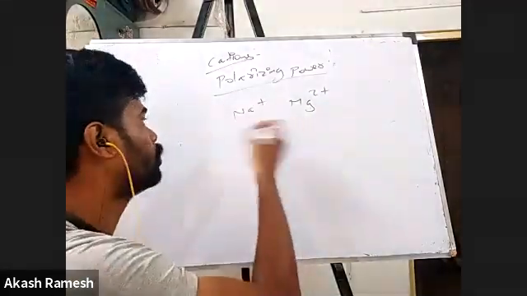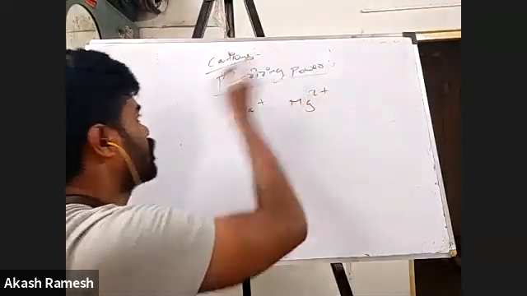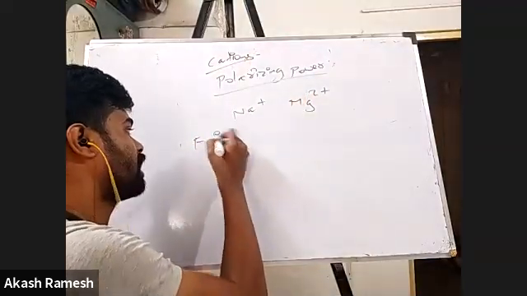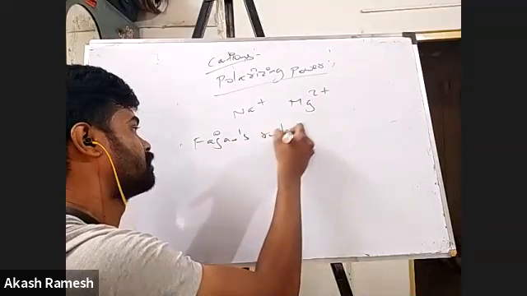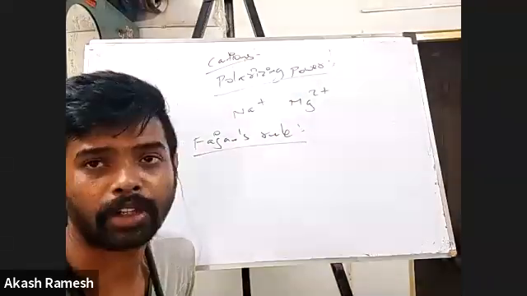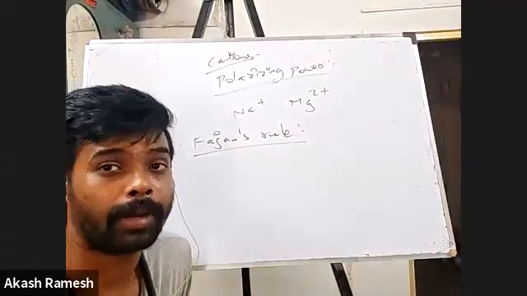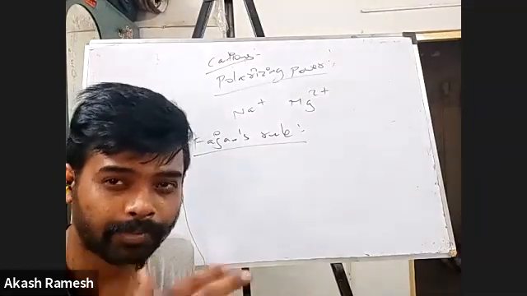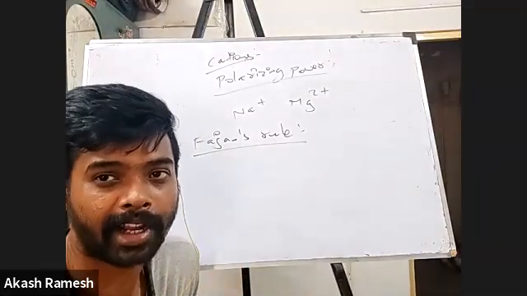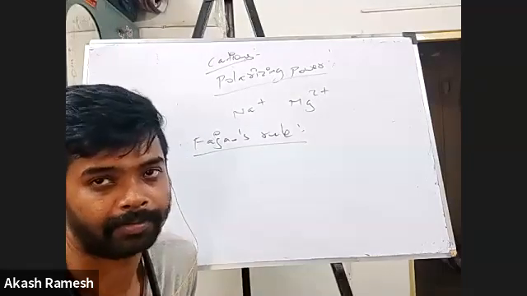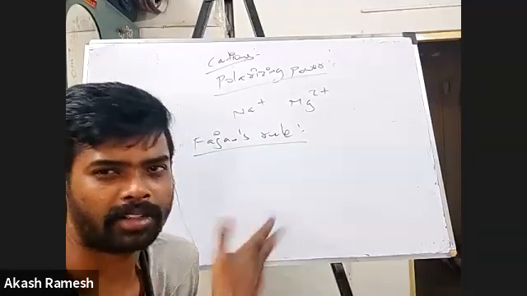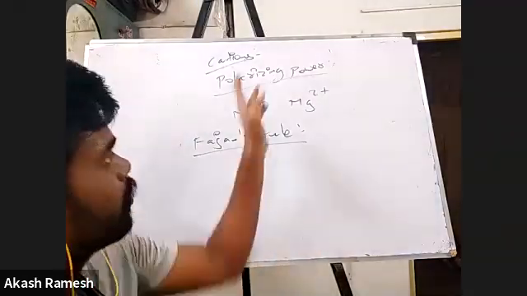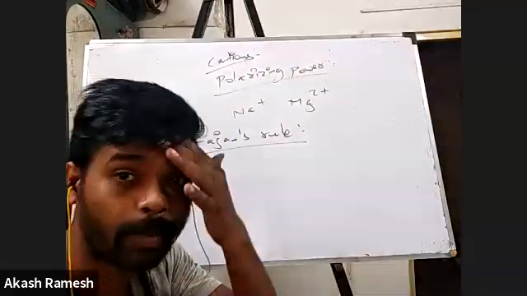So the rule is what is called Fajan's rule, F-A-J-A-N-S. Fajan's rule basically talks about, again, how to compare two or more molecules for their ionic character or covalent character. Okay. So anyway, we'll see what this is. Don't worry. So first, what I'm talking about for cations is polarizing power.